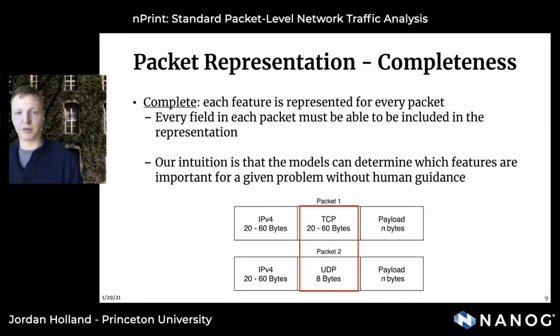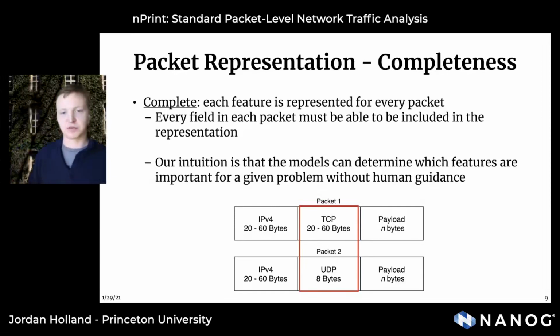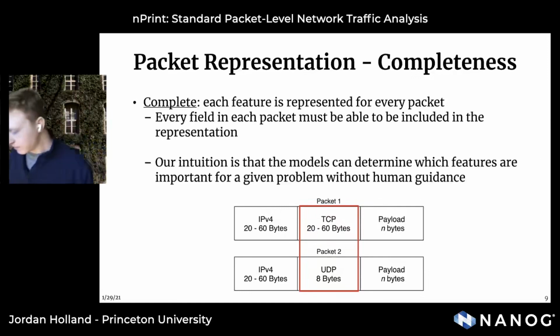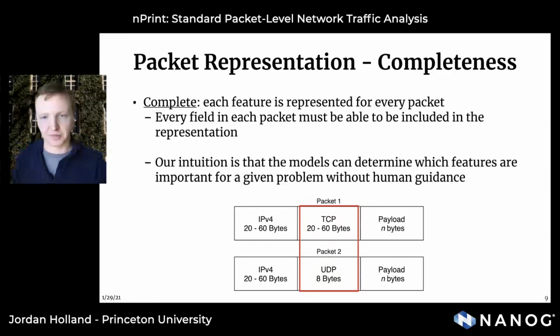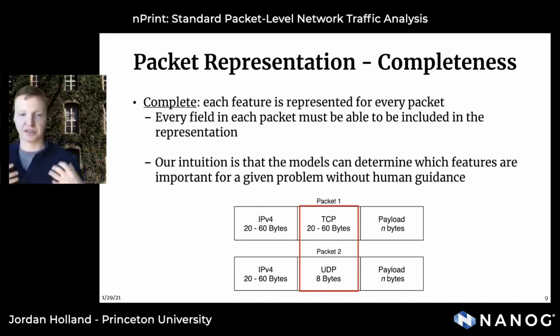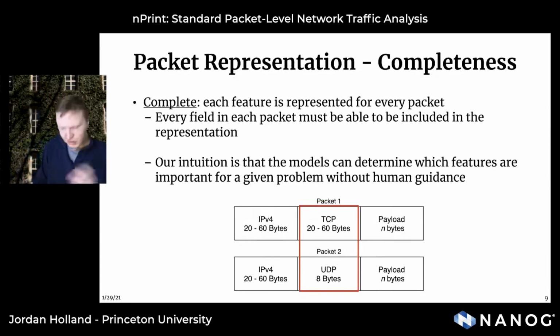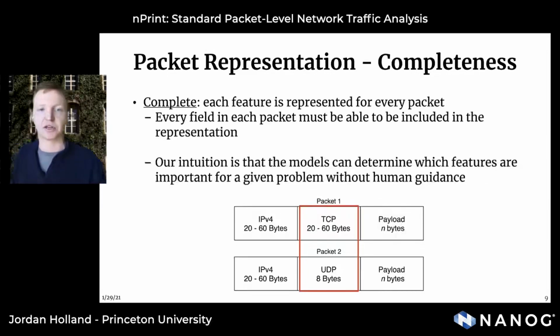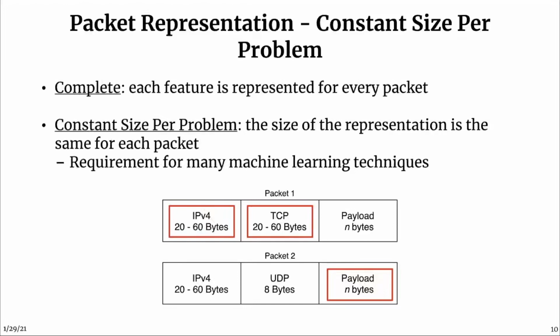And the hard part is, right, when we have two images, they're just a bunch of pixels. Unfortunately, here we have two packets that actually contain different information entirely. One of them has a UDP header and one of them has a TCP header. So we want to be able to represent both of these packets that contain different information with one standard representation. And our intuition is that if we have a standard representation, the models can actually determine which features are important, or which parts of the packet are important for a given problem, without all this human guidance that's been used before. Okay, so first we want to be able to represent each feature for every packet.